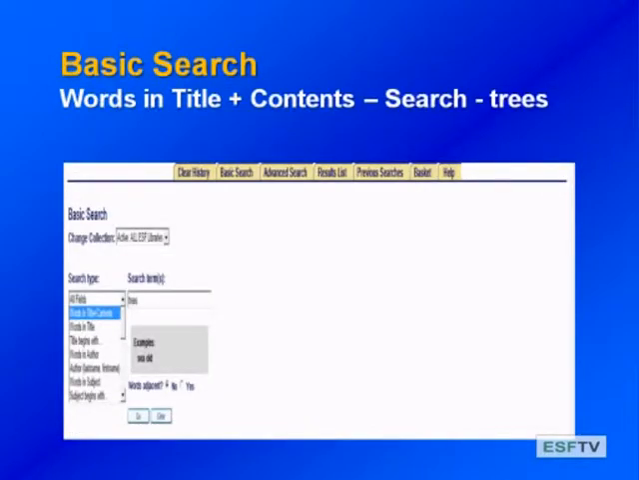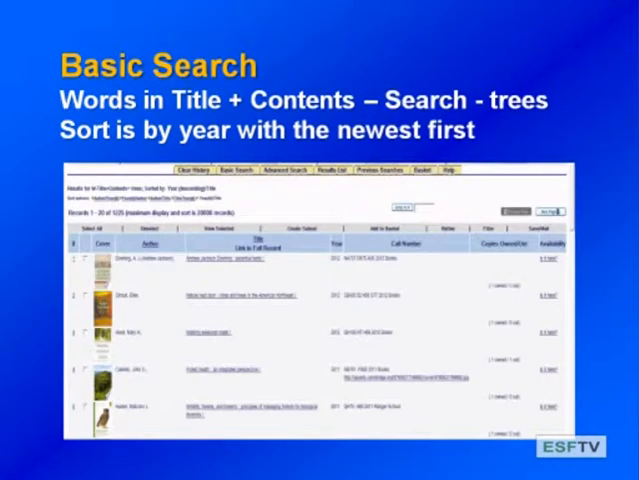So one of the searches that you could do is words in a title. So if I'm looking for books on trees or journals on trees, if you put a keyword in here, it searches all the collections, unless of course you choose the advanced search option and choose a special collection. But by just putting trees here in the words in the title, my results will have trees in all of the titles in our collection. By default, it's sorting with the newest first.